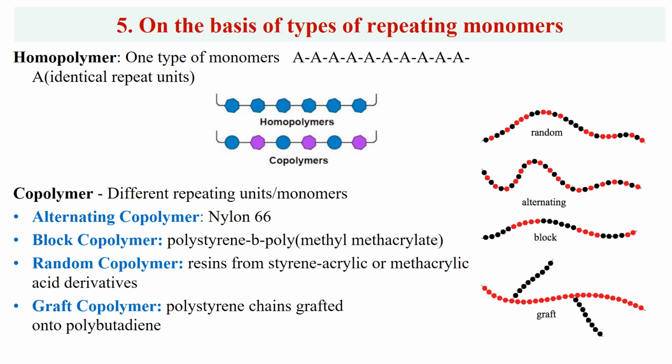Copolymers are further classified into four types: alternating copolymers, such as nylon, as the diagram shows that the two types of monomers come in alternate positions. Second is block copolymer.